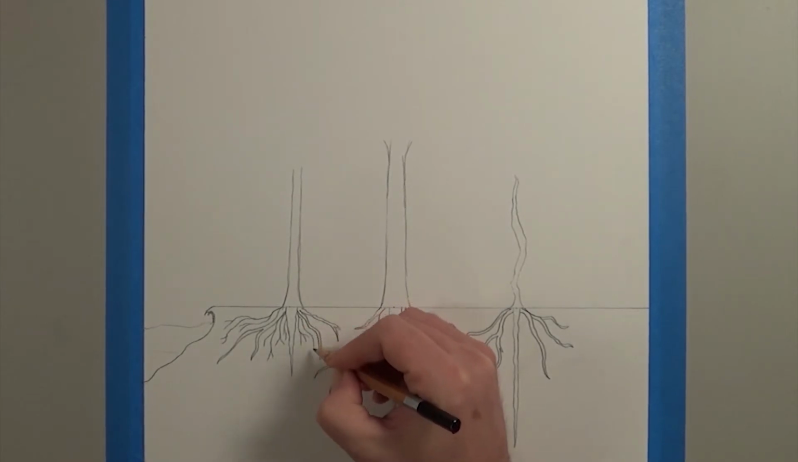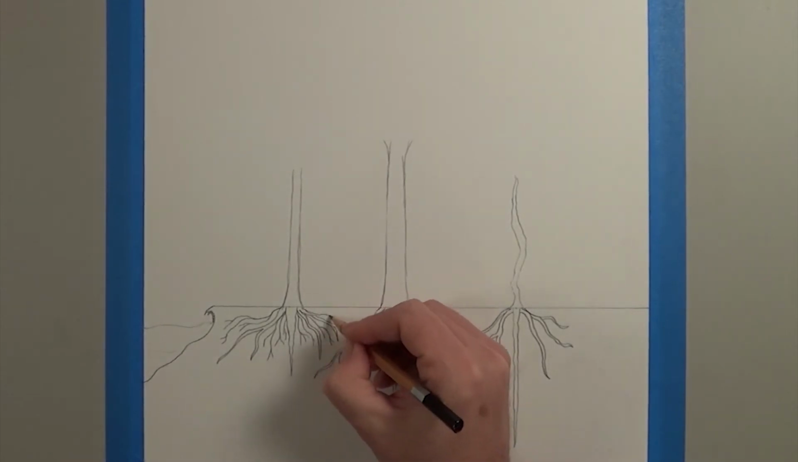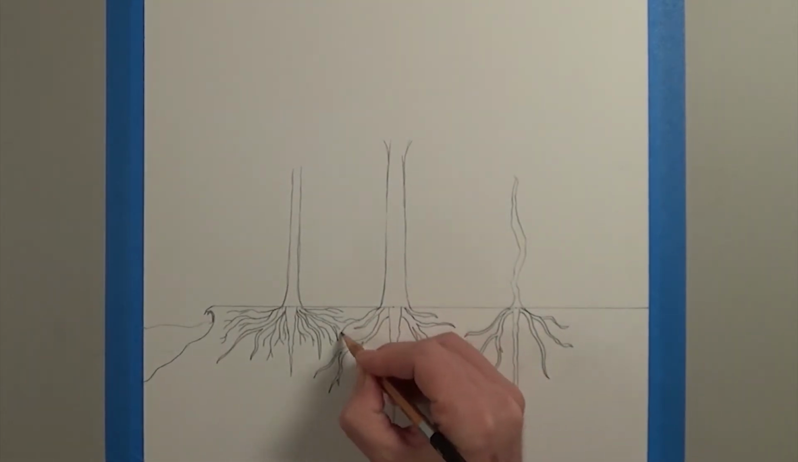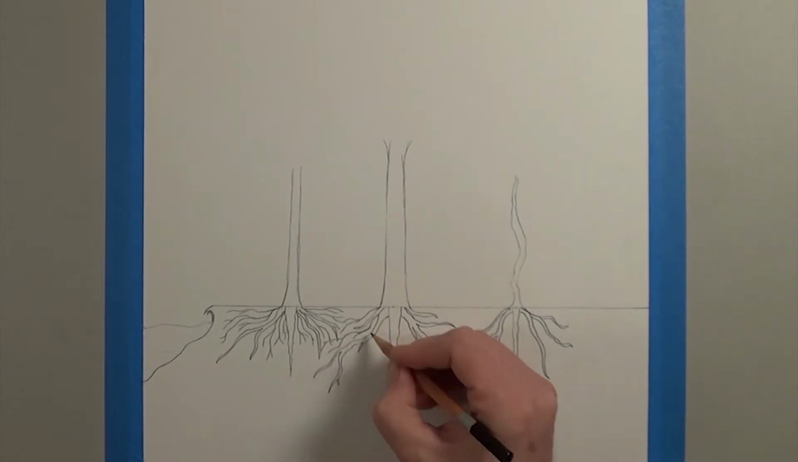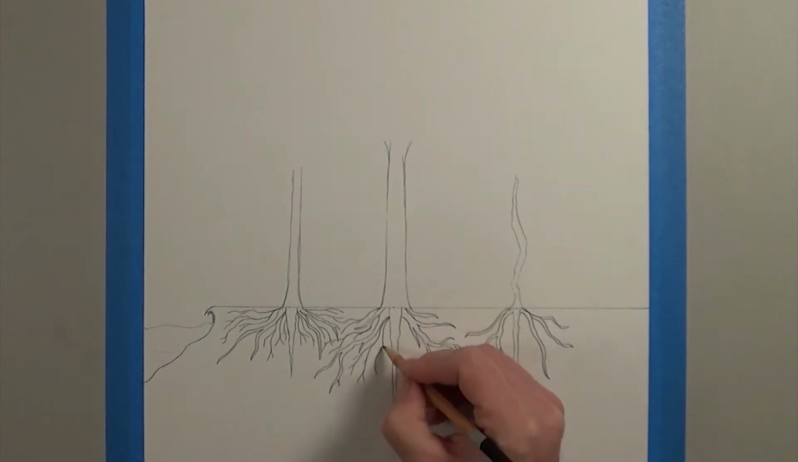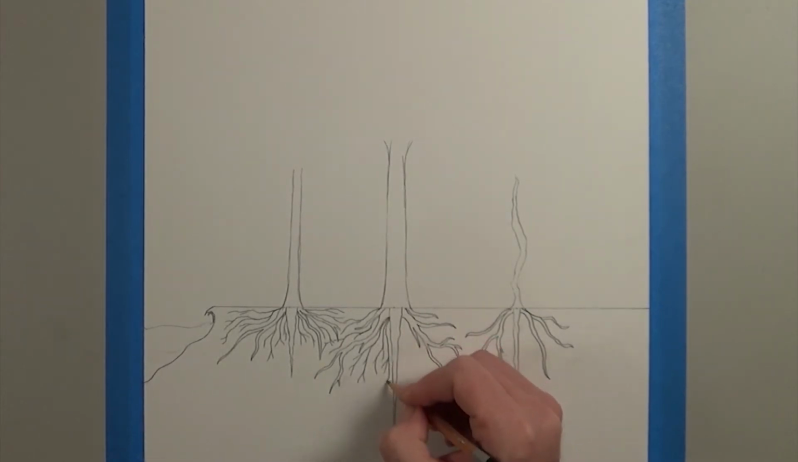Now, the main and most massive part of a tree structure is the bole. B-O-L-E. The bole is the section of the tree from the ground to the first set of limbs. The trunk is the whole of the tree's body from ground to peak.